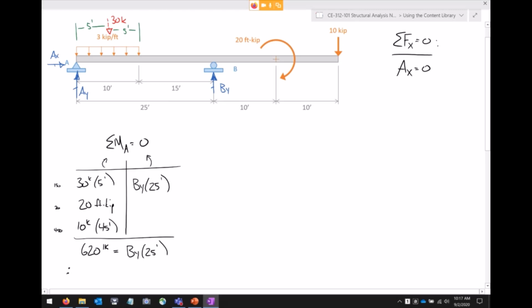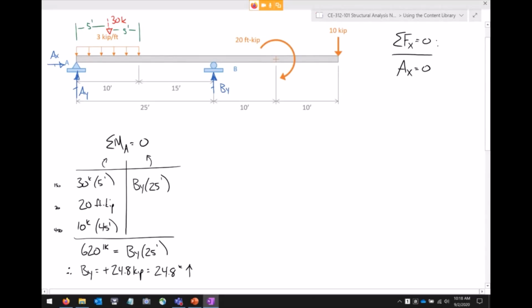And somebody help me out in the chat. I'll start asking you all. What's BY going to be? Either with your microphone or the chat. Let's see. 24.8 kips, exactly right. So positive 24.8 kips, which is 24.8 kips going upwards.